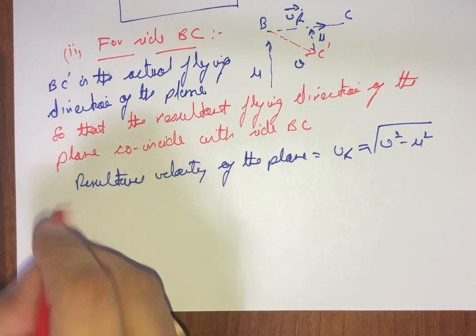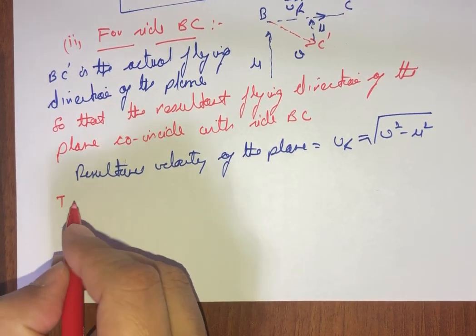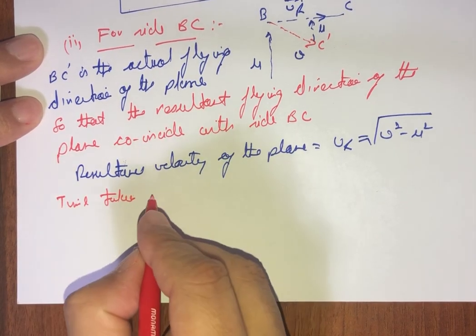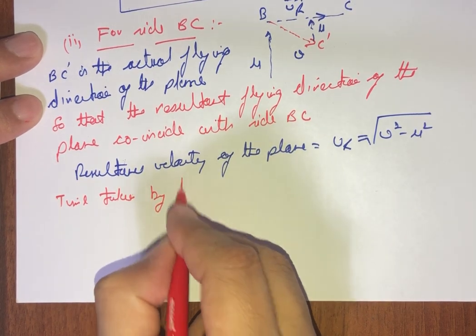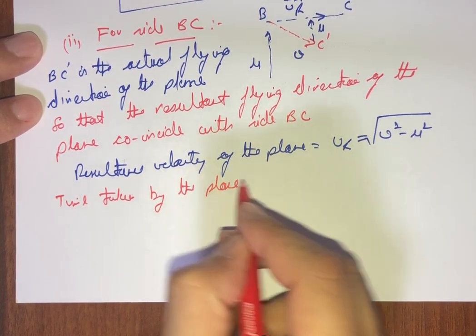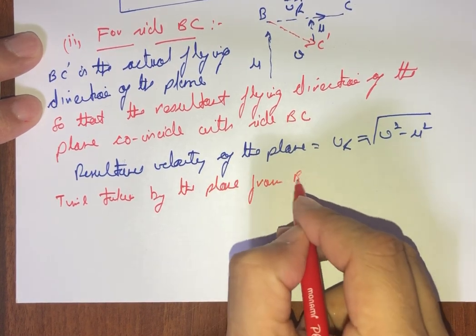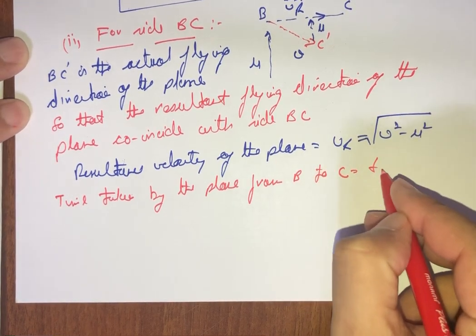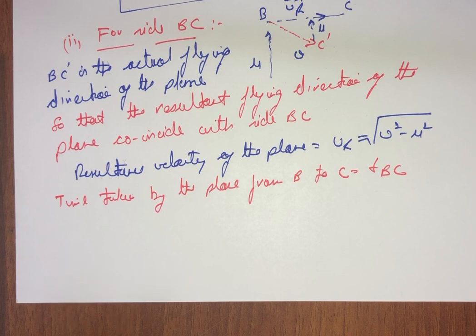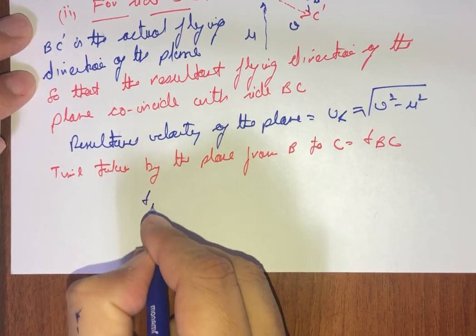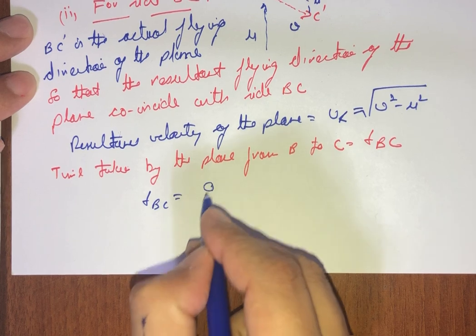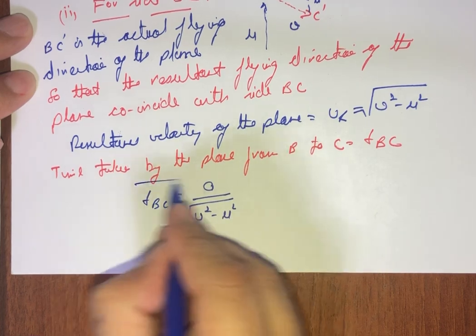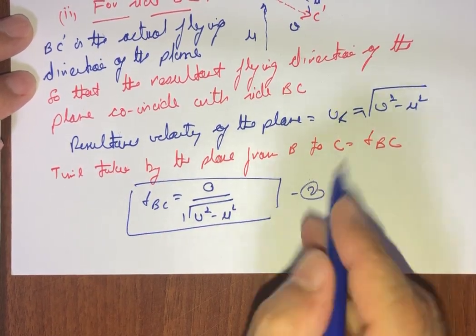So the time taken by the plane from B to C, if we say this is T_BC, then T_BC will be equal to distance divided by its velocity, that is A divided by the square root of V square minus u square. This is equation number 2.